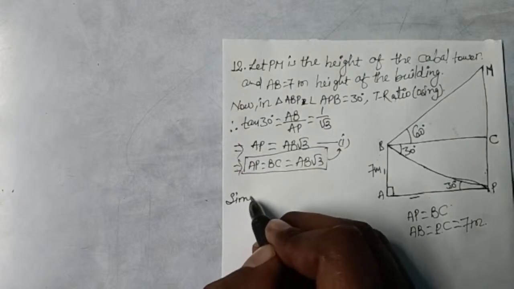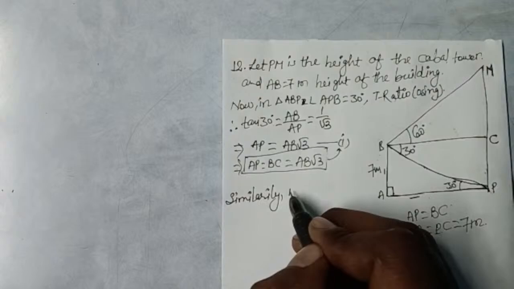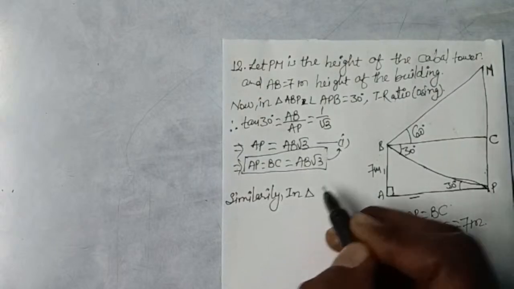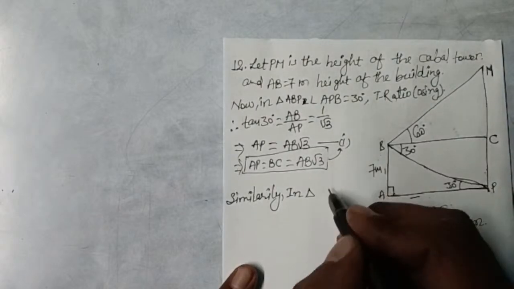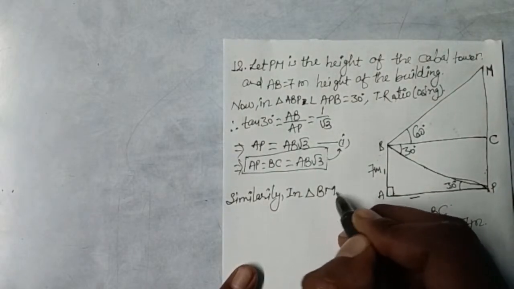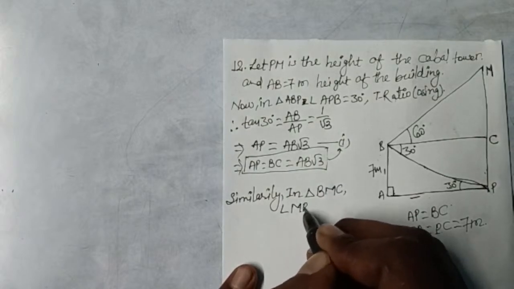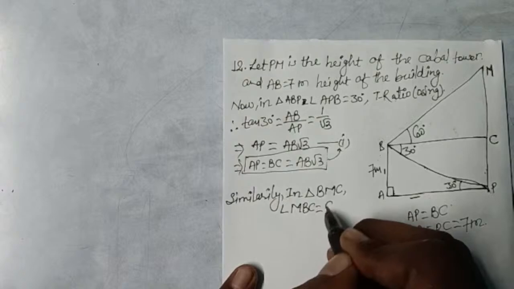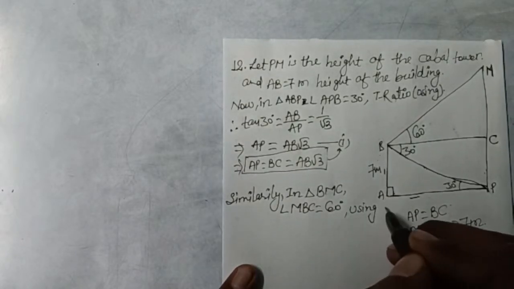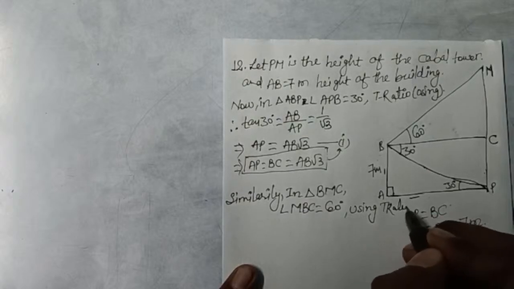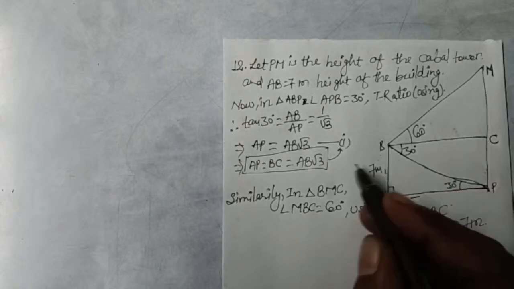Similarly, in triangle BMC, angle MBC equals 60 degrees, using T ratios, what do we get?